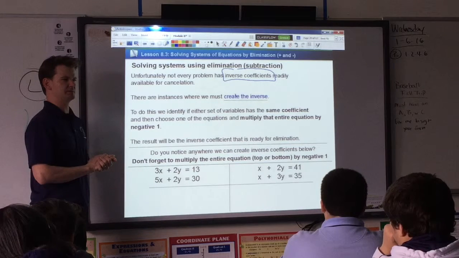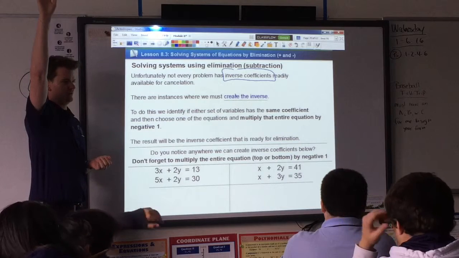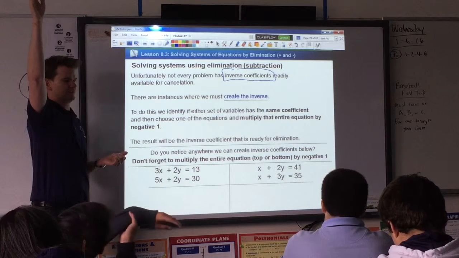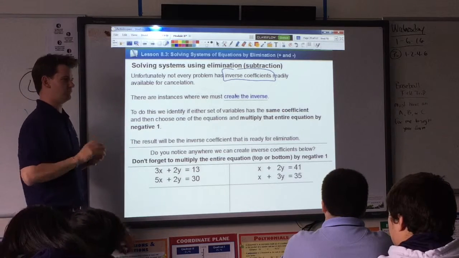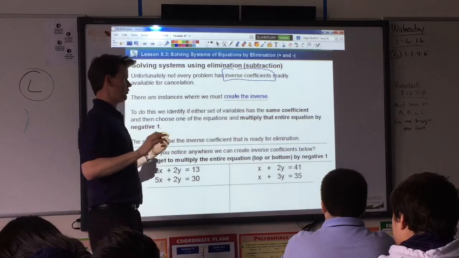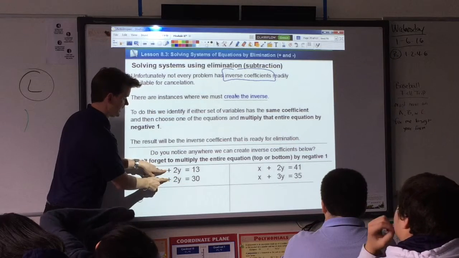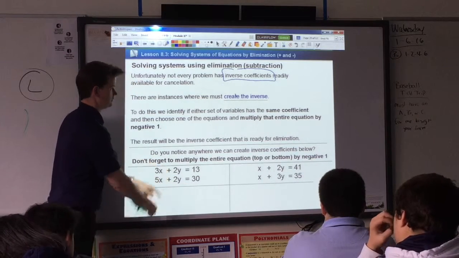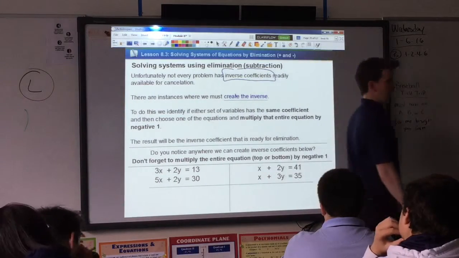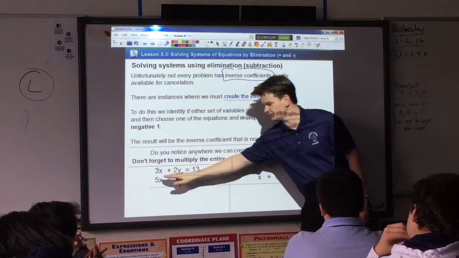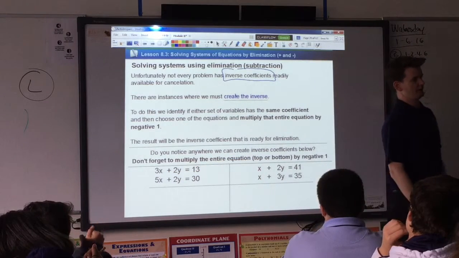How many of you know how to multiply something by negative 1? Are all of us able to multiply something by negative 1 in here? Yes. If I said multiply, what is negative 1 times 3? Negative 3. So all of you can do that. If you can multiply stuff by negative 1, this is not a challenge for you. It should be straightforward. But in the instance where you are presented with the same exact coefficient, positive 2 and positive 2, you're going to pick one of those equations, and you're going to multiply every single term in that equation by negative 1.